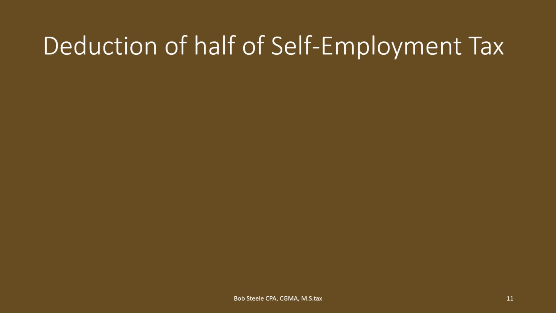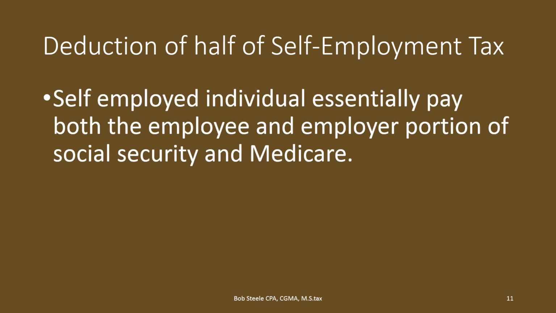Deduction for half of self-employment tax. So once again, remember, we're talking about that second line on the tax equation. So we're deducting above the line for adjusted gross income one-half of self-employment tax. So self-employed individuals essentially pay both the employee and employer portion of the Social Security and Medicare.